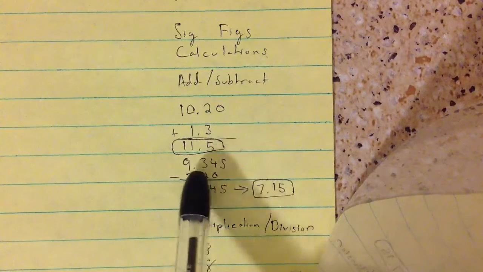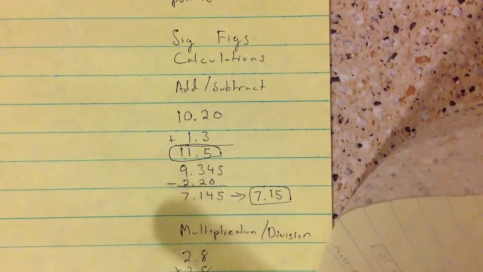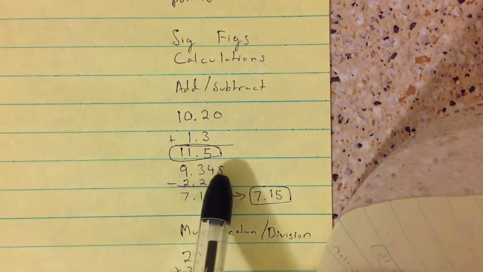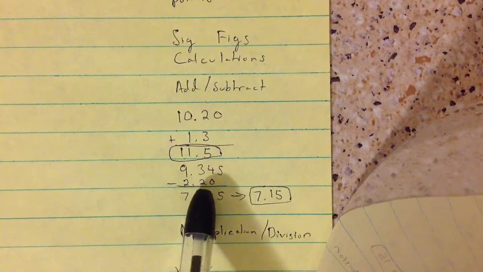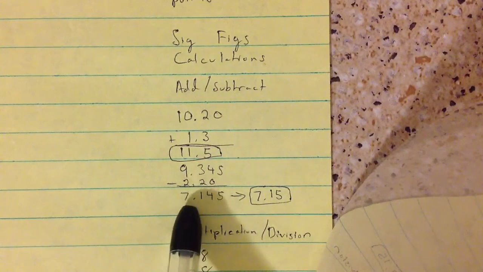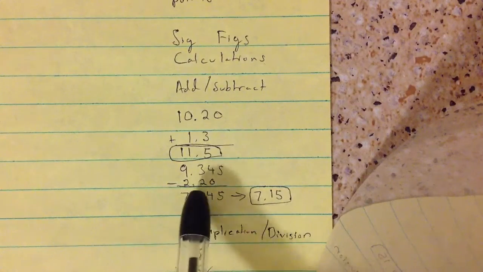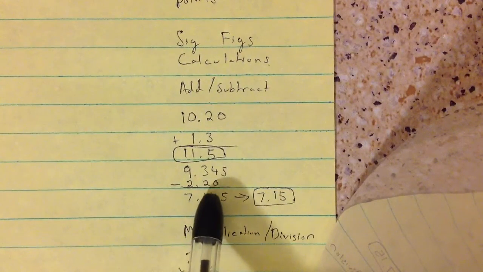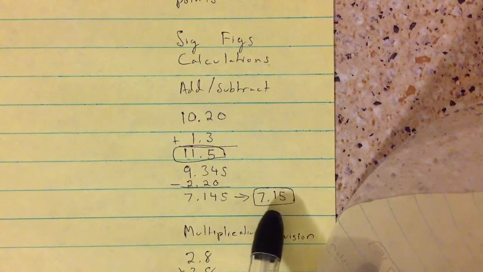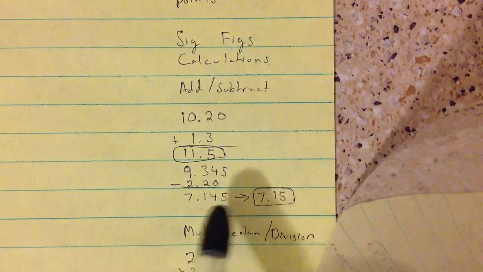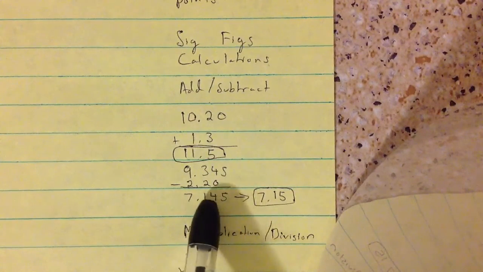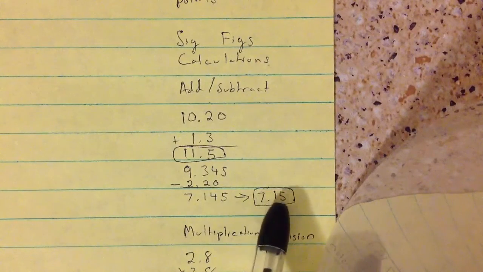Okay, so another example. So you have 9.345 and 2.20. So this has 3 numbers to the right of the decimal point, and this has 2 numbers to the right of the decimal point. So once you subtract it, you'll get 7.145. But then you go back to your question, and it has 2 numbers to the right of the decimal point. That means this number needs to have 2 numbers to the right of the decimal point. So what we do is we round it. So 7.145, the 5 rounds the 4, so it becomes 7.15.